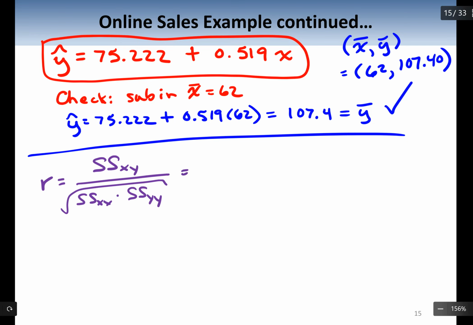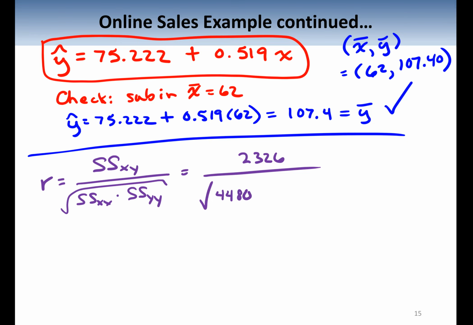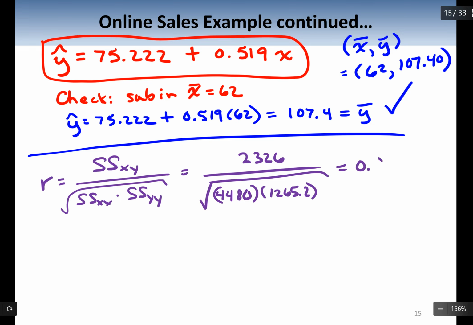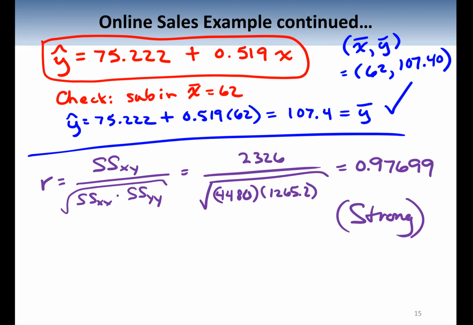This ends up being 2326 divided by the square root of 4480 multiplied by 1265.2, and we get 0.97699. So very, very close to 1. So we have a very strong linear relationship between x and y, and that is consistent with our plot.